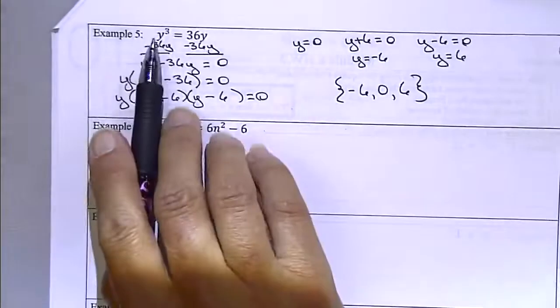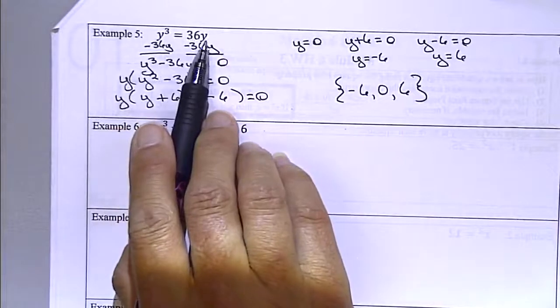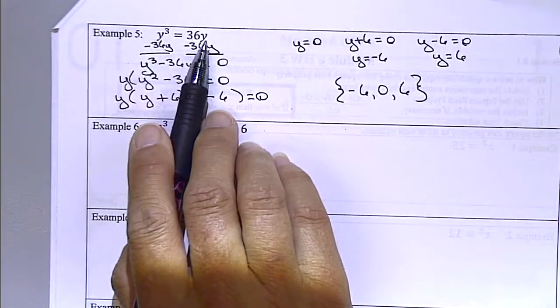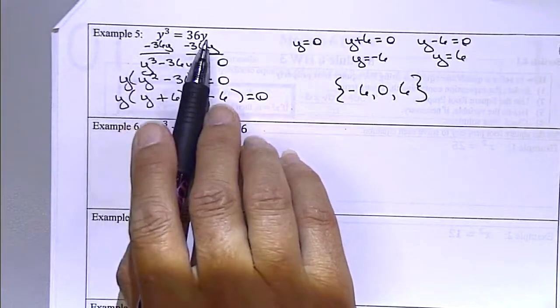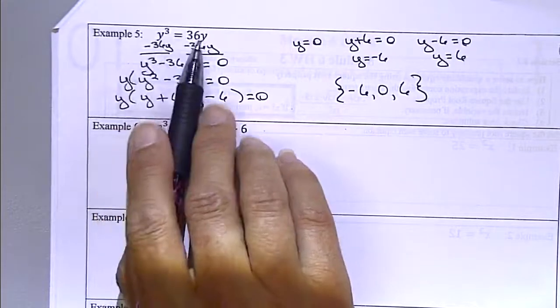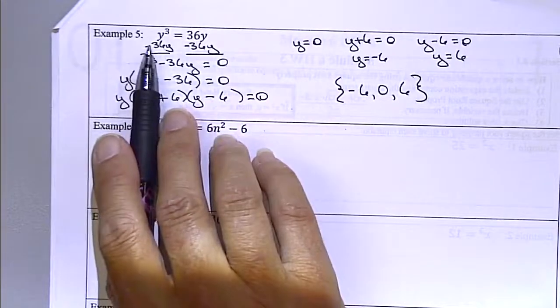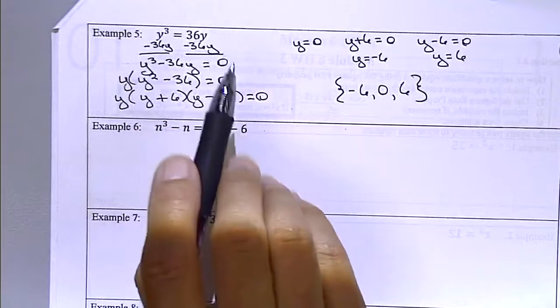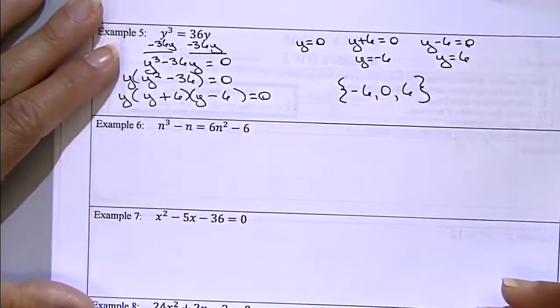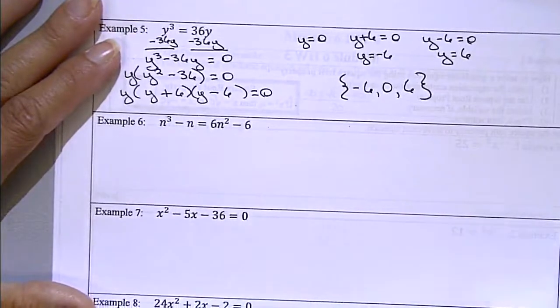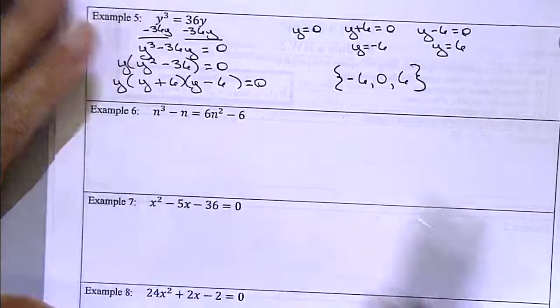If I said 0 cubed is equal to 36 times 0, that would be true, wouldn't it? 0 cubed is 0. 0 times 0 times 0 is 0. 36 times 0 is also 0. So one of the solutions here is 0. Okay? Try it with 6 and negative 6. It'll work for all three of them. Now I've got everything all over the place.